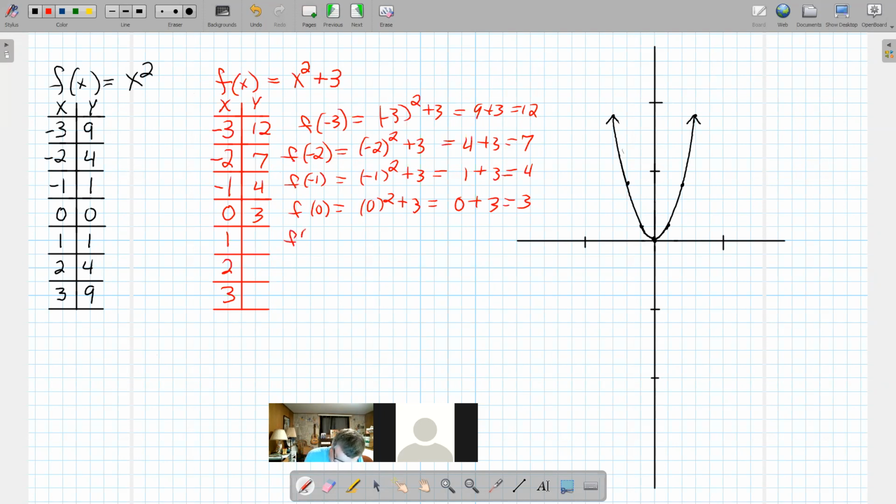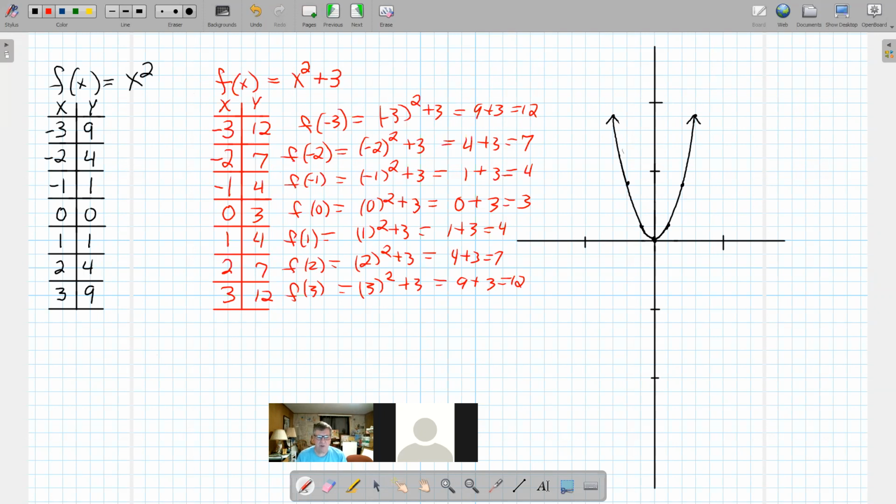If x is 1, f of 1 equals 1 squared plus 3, which is 1 plus 3, which is 4. If x is 2, f of 2 equals 2 squared plus 3, which is 4 plus 3, which is 7. And finally, if x is 3, f of 3 equals 3 squared plus 3, which is 9 plus 3, which is 12. Okay, notice some things.